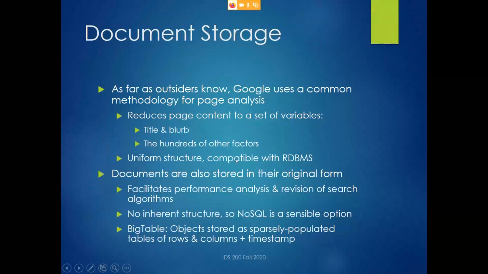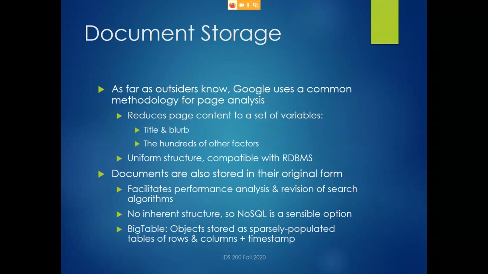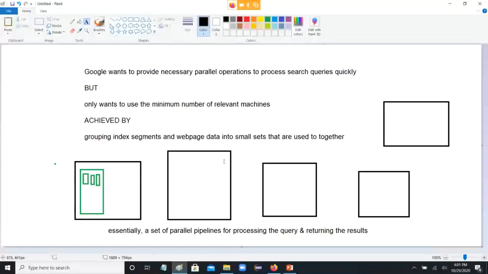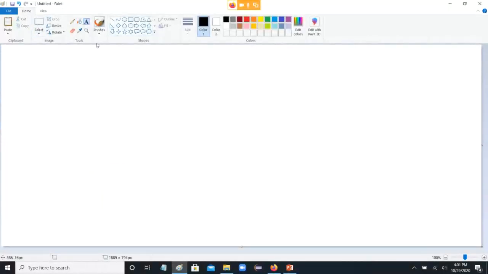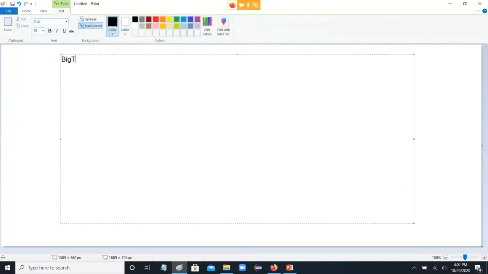And because there's this uniform structure, it's generally compatible with relational database systems. And of course, documents are also stored in their original form. Now, how do they get stored for ranking? Well, Google has a system called Bigtable. In Bigtable, objects are stored as sparsely populated tables of rows and columns with a timestamp. So it's a different structure. Let's talk about this. Bigtable is basically Google's database system for holding web page data.